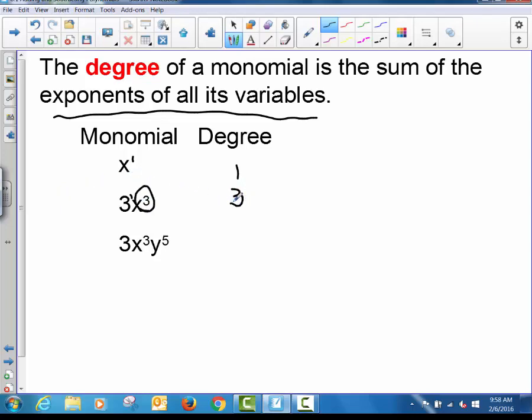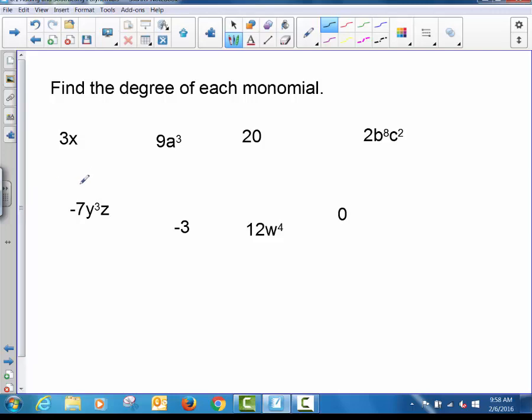All right? Now we've got this one down here at the bottom. Once again, we don't include the 3, okay, as far as determining the degree. And we look at the exponents of the variables. This is a 3, this is a 5. You add them up, and you get 8. All right. All of these are monomials. Find the degree of each one. I'll pause the video. I'll let you try. No, you pause the video. I'll let you try and then come back and see how we did.